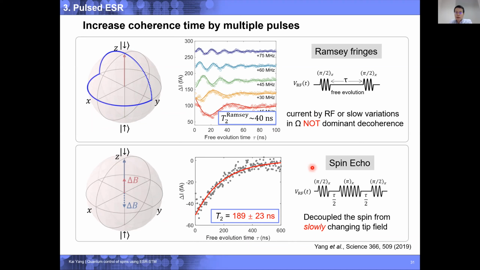Using this spin echo pulse sequence, we can eventually increase the T2 time to 190 nanoseconds. This is about 5 times better than before. So this means the major decoherence for the titanium spin is actually the slowly changing tip field, and we can use this spin echo pulse sequence to dynamically decouple the titanium spin from this effect.